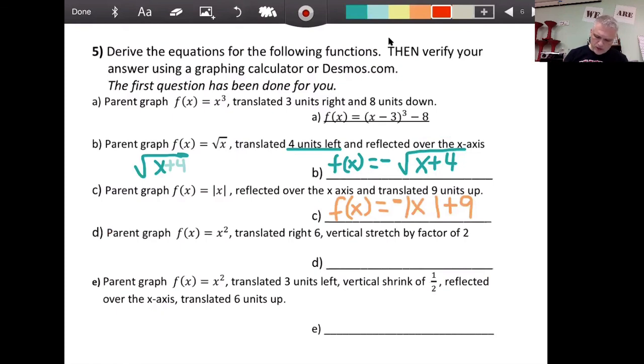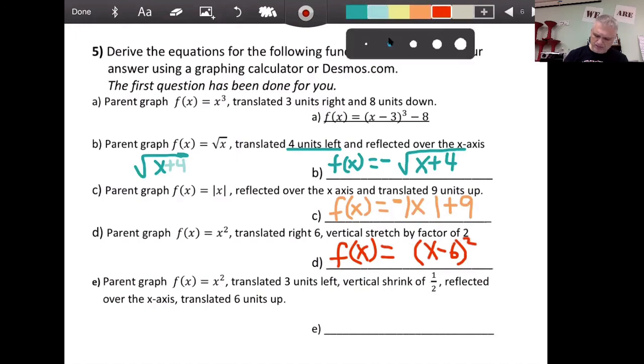Parent graph is y equals x squared, or f of x equals x squared. Okay. We're going to translate it right 6. So if it's left or right, that means that we've got to make a set of parentheses, because to the right means we've got to go minus inside after the x. It's x minus 6, and we need the squared, right? Now the only other thing it says is that it's stretched by a factor of 2.